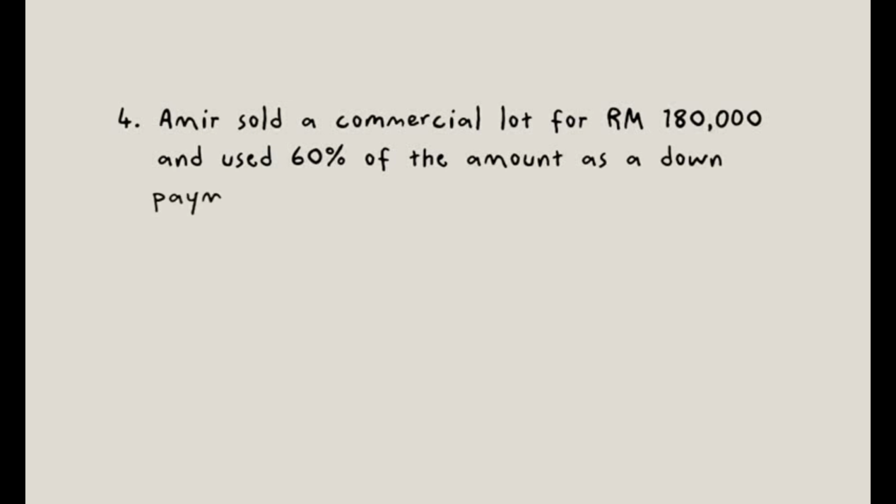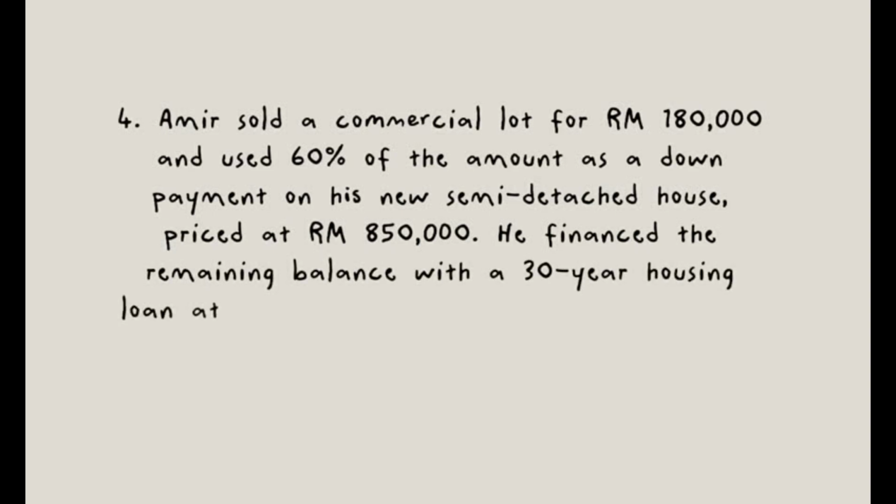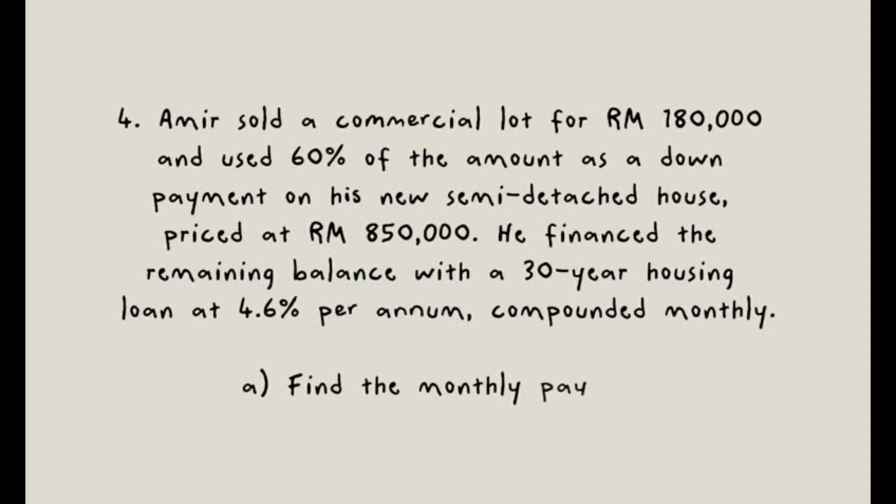Question number 4. Ami sold a commercial lot for 180,000 and used 60% of the amount as a down payment on his new semi-detached house priced at 850,000. He financed the remaining balance with a 30-year housing loan at 4.96% per annum compounded monthly. Question number 8. Find the monthly payment.